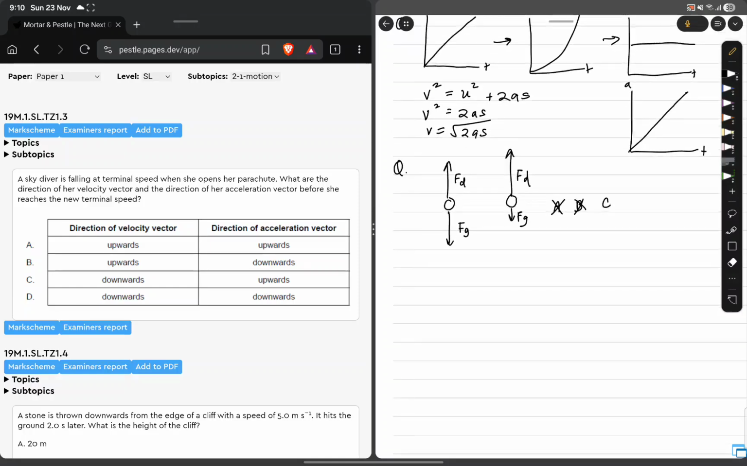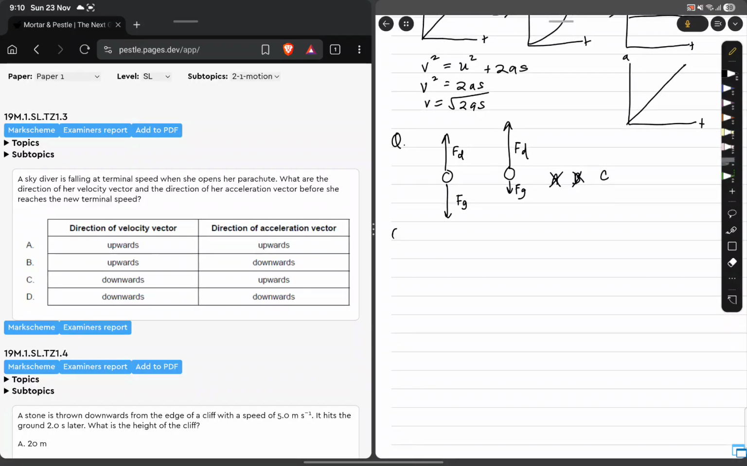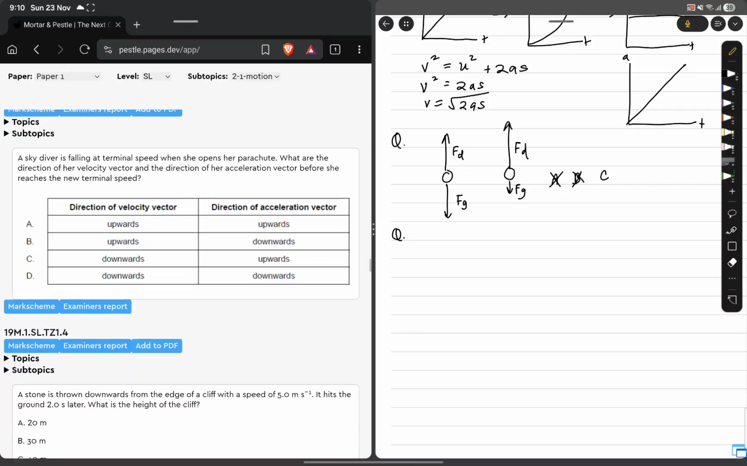So what this means for her is that although she's falling down, she's actually falling down at a slower and slower rate because her drag force is counteracting her downwards velocity. Which is how you reach terminal speed.